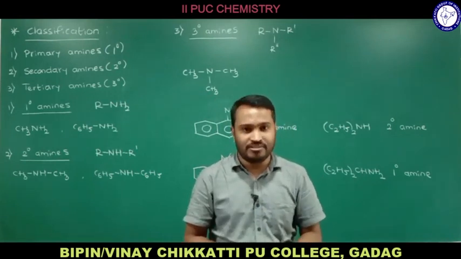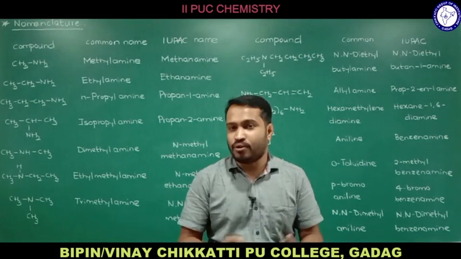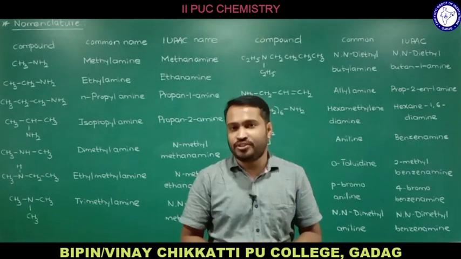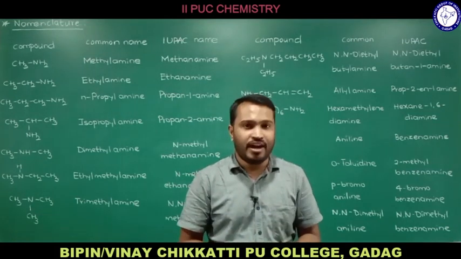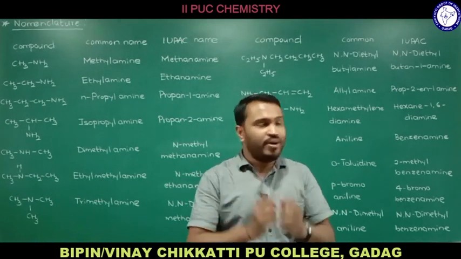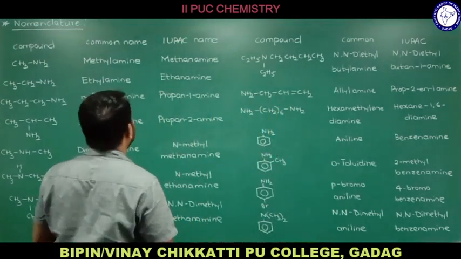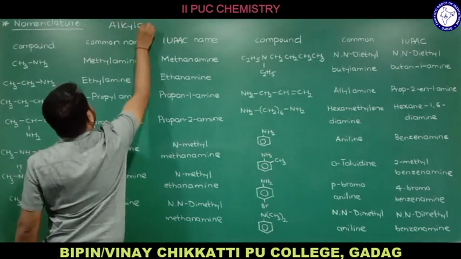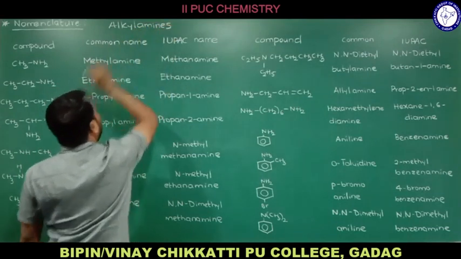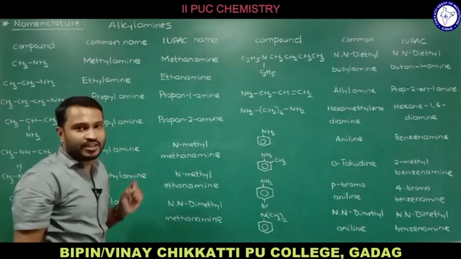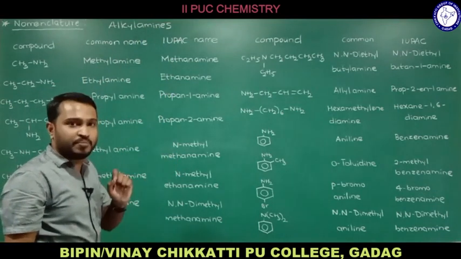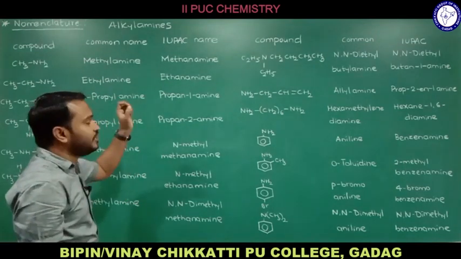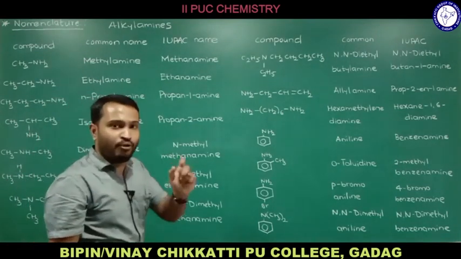Naming of amines, nomenclature, I am going to discuss now. As we know, we have two different methods for nomenclature. One is the common name or trivial name, and the other is the IUPAC name. The common name or trivial name for amines is written as alkylamines. So the respective alkyl group, and you should end the word with amine. And if two or more groups are present, the respective prefixes are supposed to be added here.